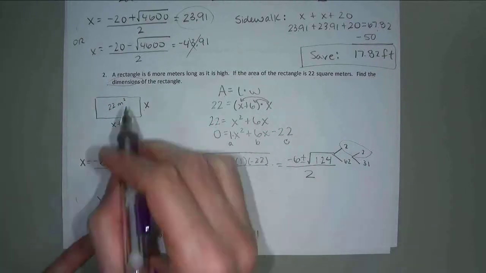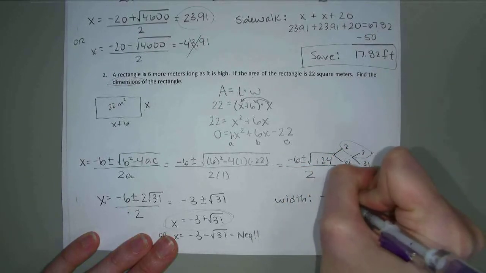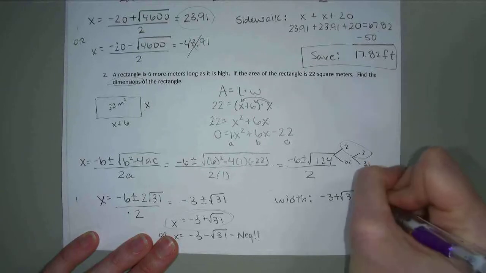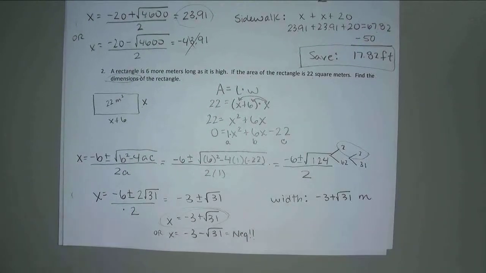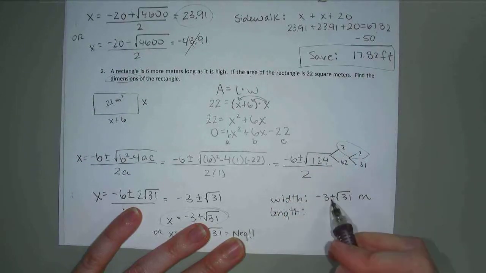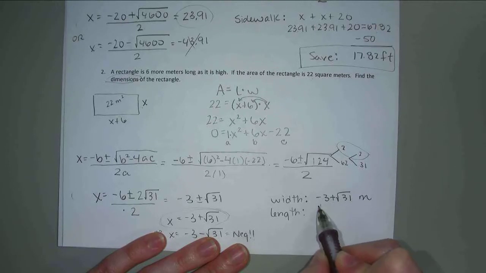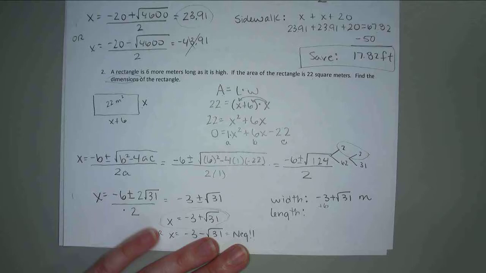So what is that? That was our width. So our width is, guys, negative 3 plus the square root of 31 meters. How do we find our length? Isn't it just that plus 6? Okay, so bear with me. We know our length is going to be the exact same number plus 6. But if you add 6 to this, can you add 6 to the root 31? No. But can you add 6 to the negative 3? Yes. So what is our length?